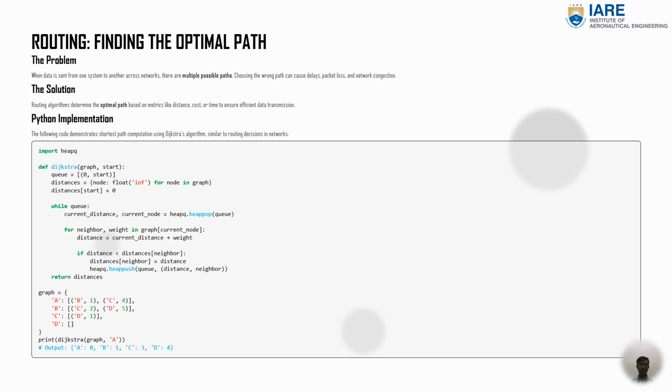Here the time complexity, using heap, the priority queue, is big O of V plus E log V. Here V is equal to the number of vertices, E is equal to the number of edges. Hence the overall one line summary is that this code finds the shortest distance from a source node to all other nodes using Dijkstra's algorithm with a priority queue for efficiency. Hence this is all about routing, finding the optimal path.